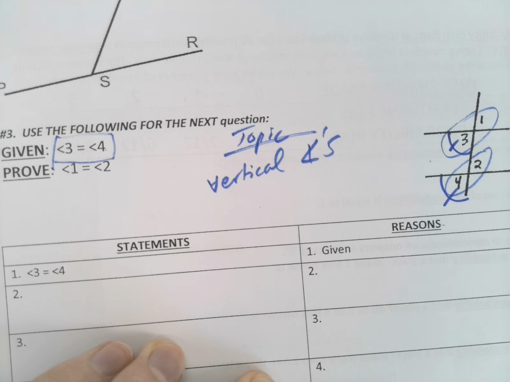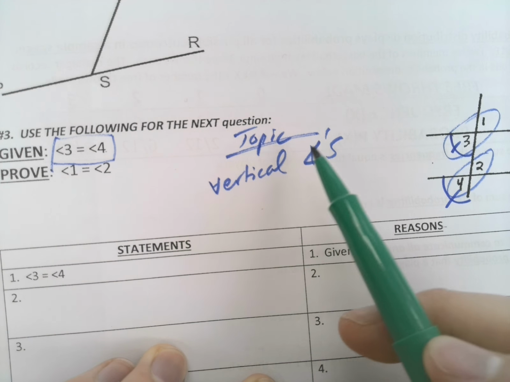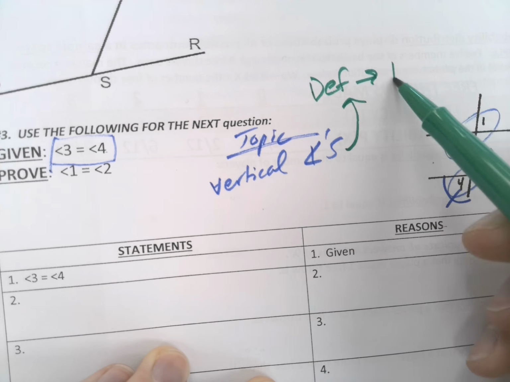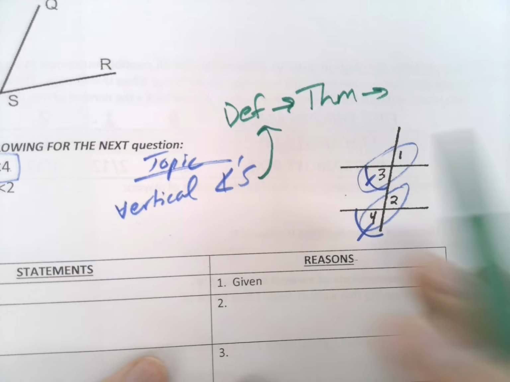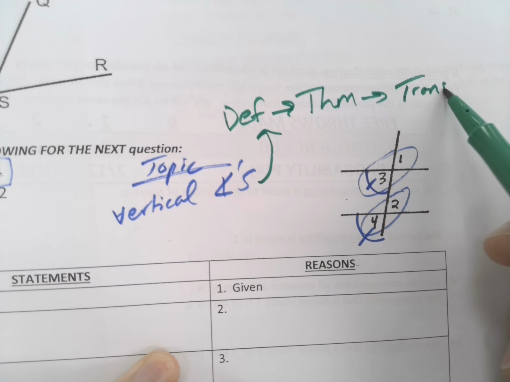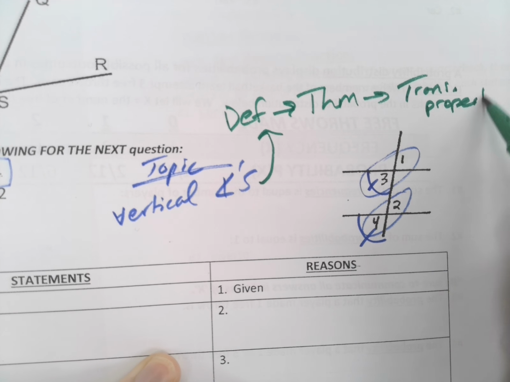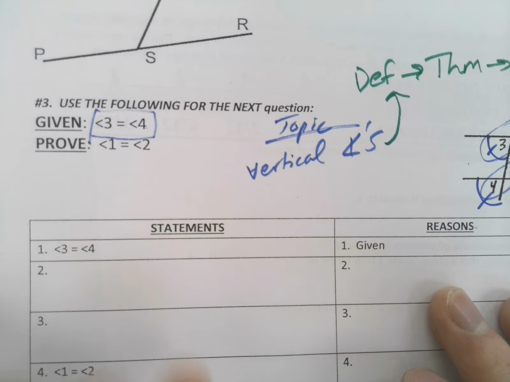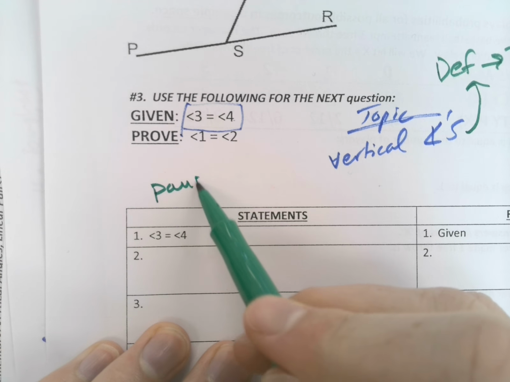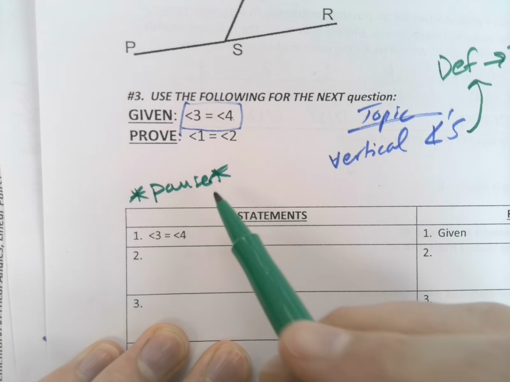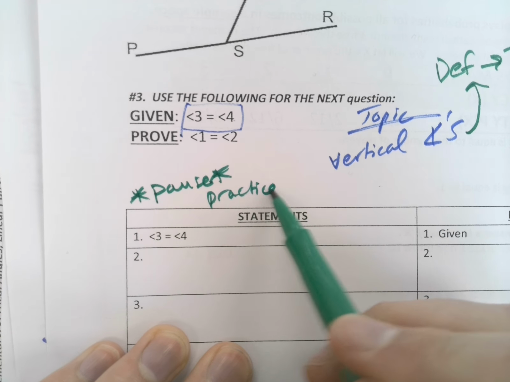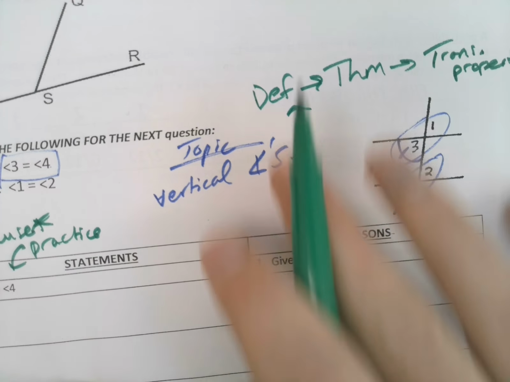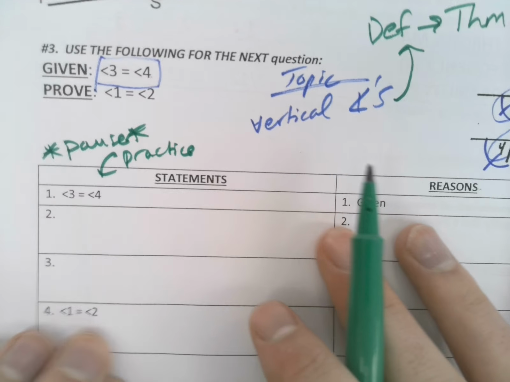And so, guys, usually when we have vertical angles, there are 3 things that come into play here. We're going to have the definition, which will lead to the theorem, which usually will lead to the transitive property. And let's look at what I mean here. Take a look. If you want to pause the video and practice this one, you can. Okay, so definition to theorem to transitive property. Let's see if that works out here.